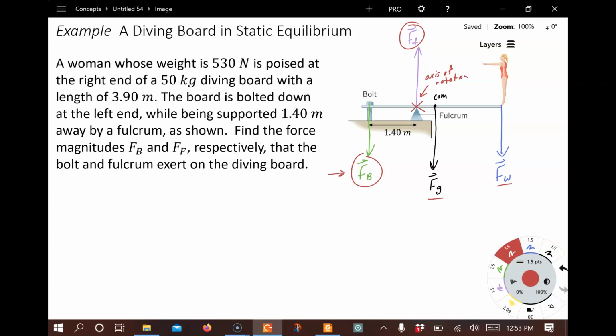So let's go ahead and calculate the torque. We're going to use the net torque equation here, right? The sum of the torques equals zero. And in this case, we've got four different torques, right? I'm going to write them like this.